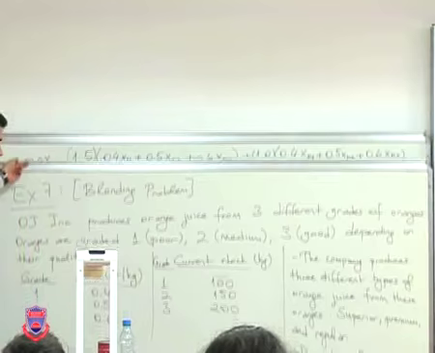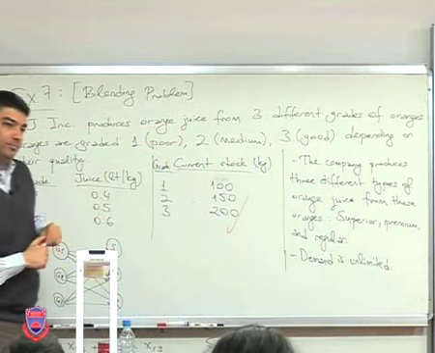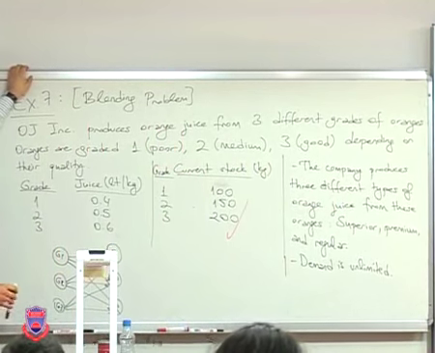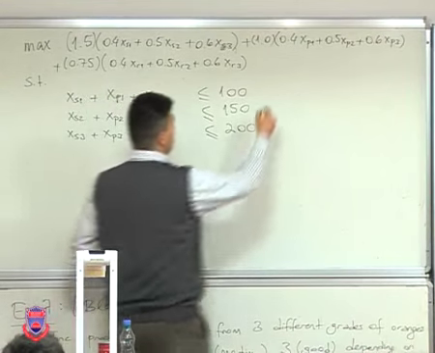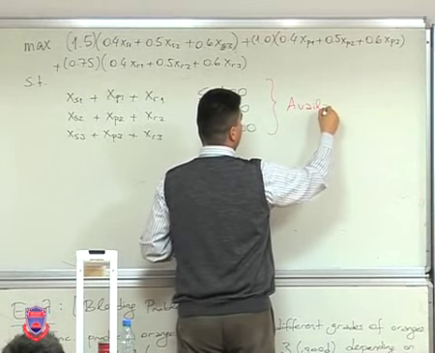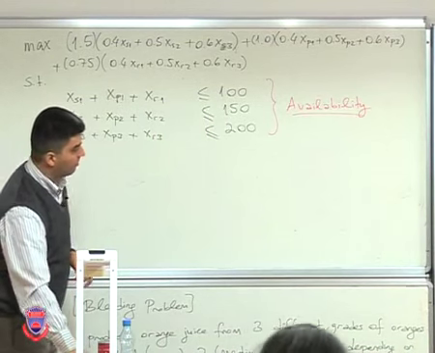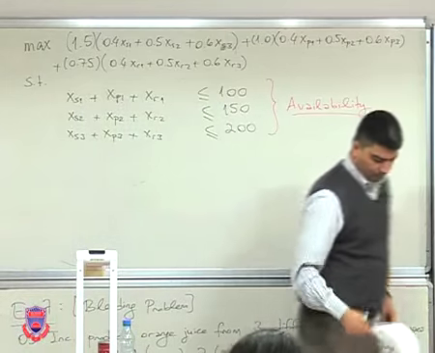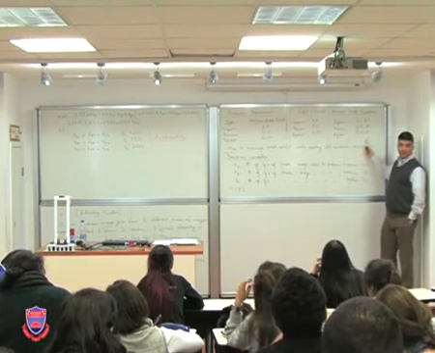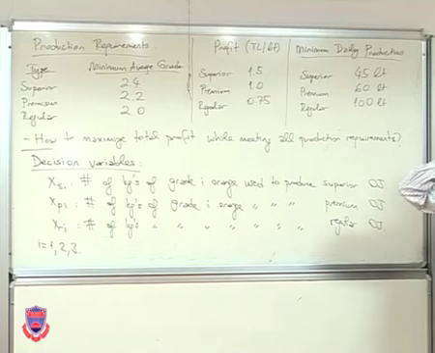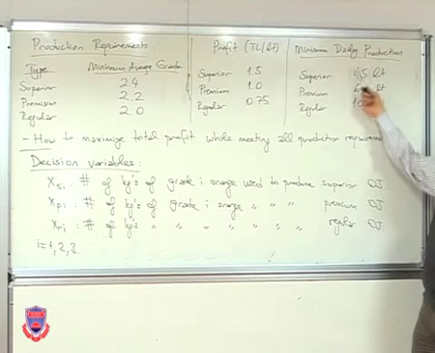So if I go back here again, now I just took care of all of these requirements, right? So once again, these are availability constraints. Now let me focus on the daily production levels, because it's easier to figure out. I need to make sure that I'm going to produce at least this much superior orange juice.